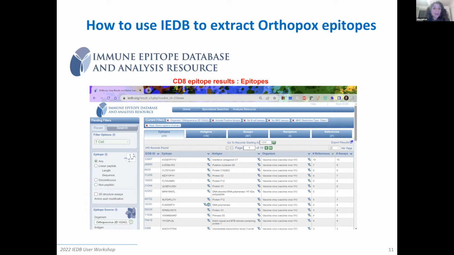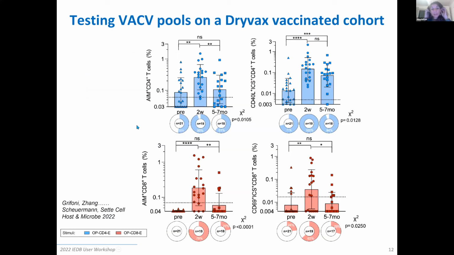And so we were wondering, how are these pools able to capture the vaccine-specific response? To answer this question, we tested these pools in a cohort of participants that received the Dryvax vaccination. The cohort that I'm going to show you today are healthcare workers, and they might have previously received the Dryvax vaccination either during childhood or for occupational reasons. Maybe they received the vaccine prior to participating in this study.